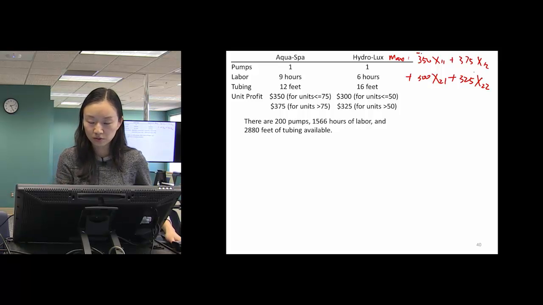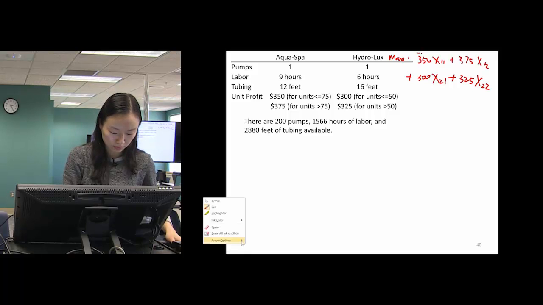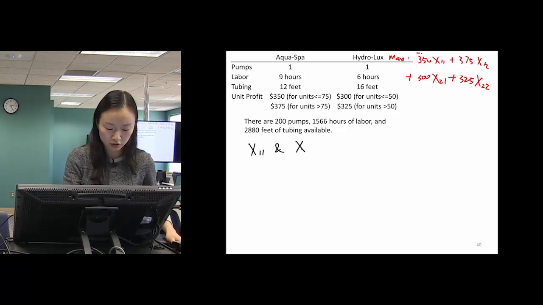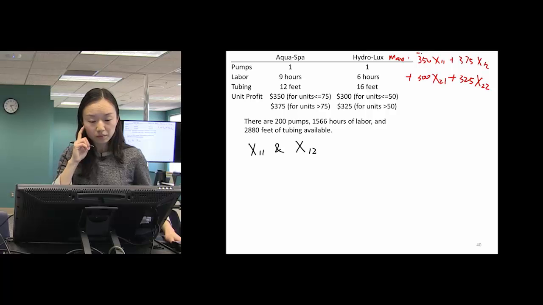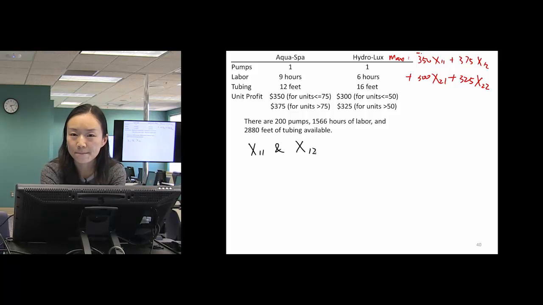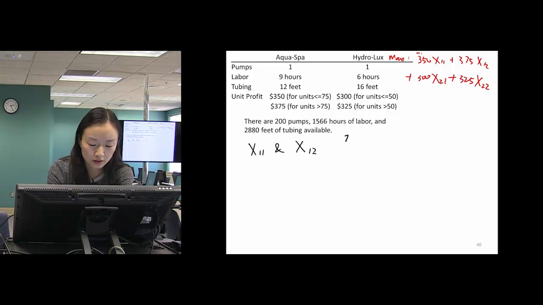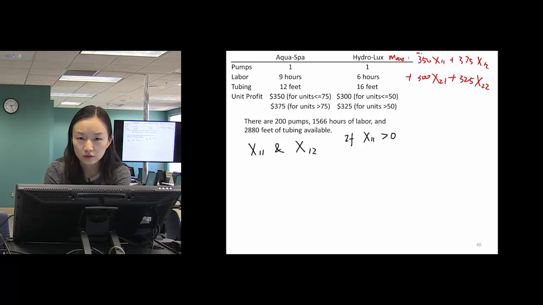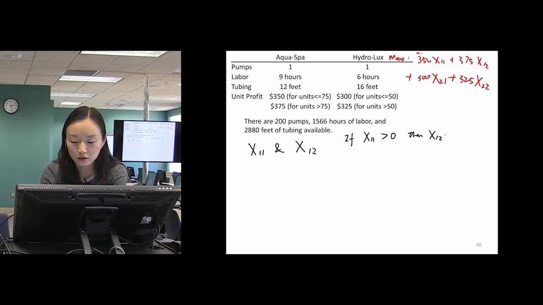So what's the relationship between x11 and x12? Based on the definition, one is greater than 0, the other is 0. So if x11 is greater than 0, which means we are producing only within this first 75, then x12 needs to be what? 0. It needs to be 0.